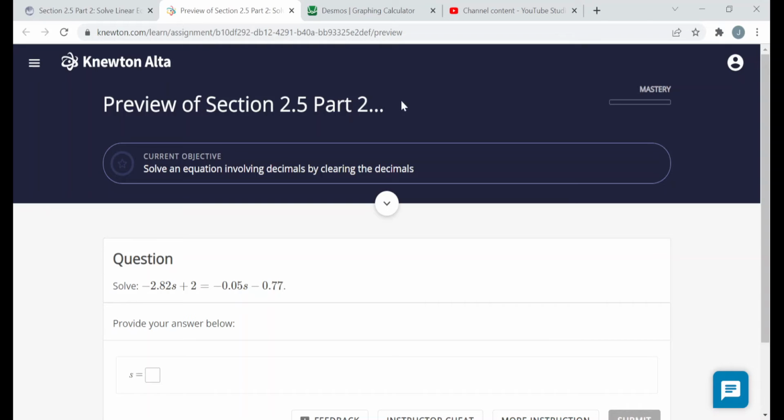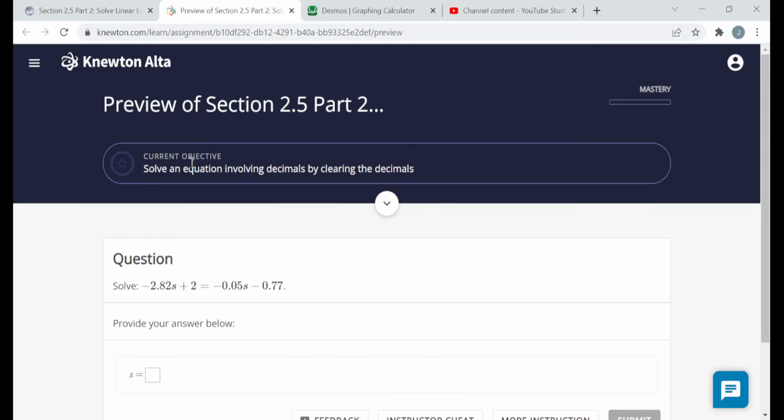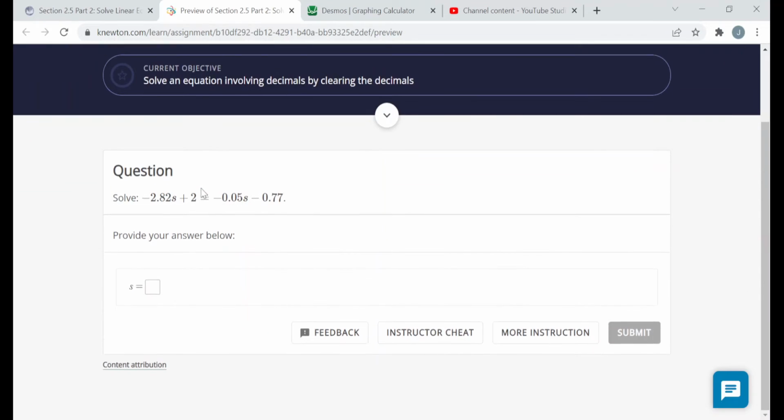Alright, so on your assignment page you should be seeing the title, the mastery bar, telling you how far along you've gotten, the objectives. It looks like there are 2 objectives for this particular assignment. Under the current objective there should be a question related to that objective. And then at the bottom of each question, you should be seeing a feedback button, which you can use to send feedback to Knewton if you wish.